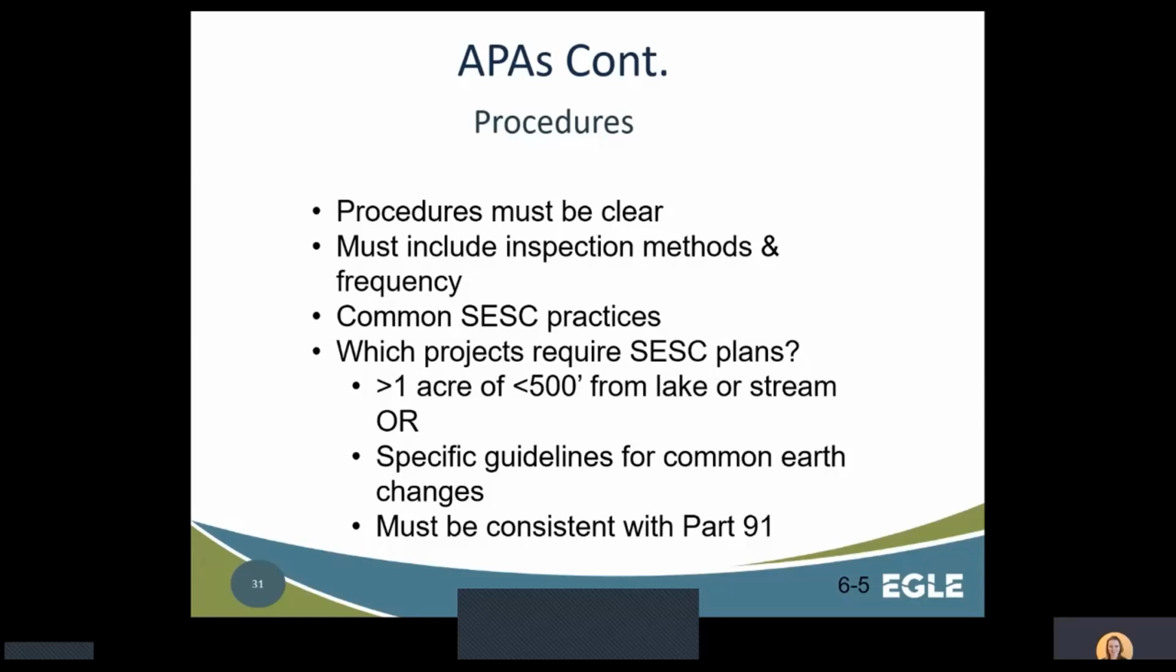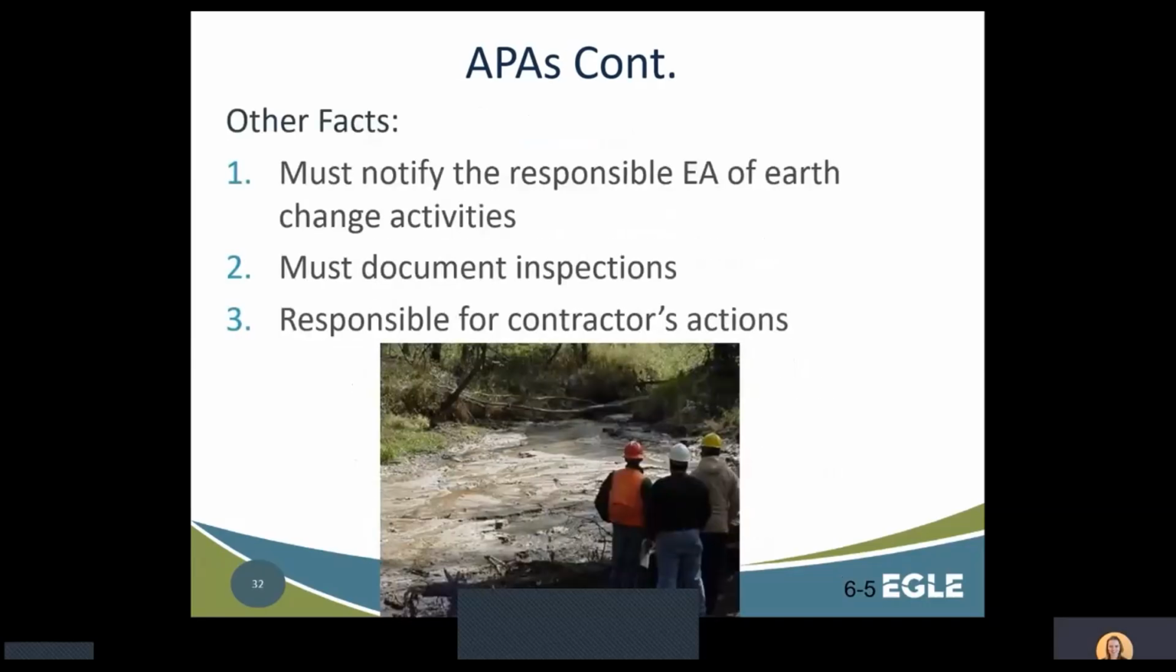For example, earth changes that disturb 1 or more acres or within 500 feet of the water's edge of a lake or a stream. An exception for this is for projects that are routinely undertaken by the agency. The agency may develop specific guidelines for undertaking those projects, and if those guidelines are approved by Eagle, no SCSC plans are required. APAs are exempt from obtaining permits from the enforcing agencies, but shall notify the enforcing agency of each proposed earth change.